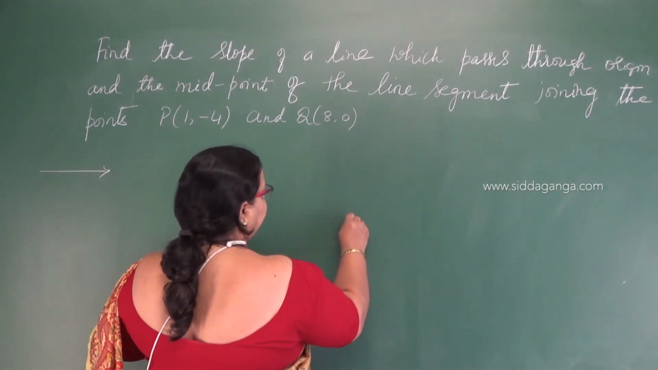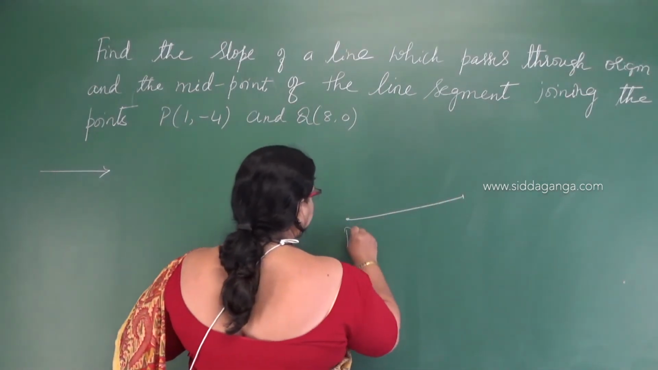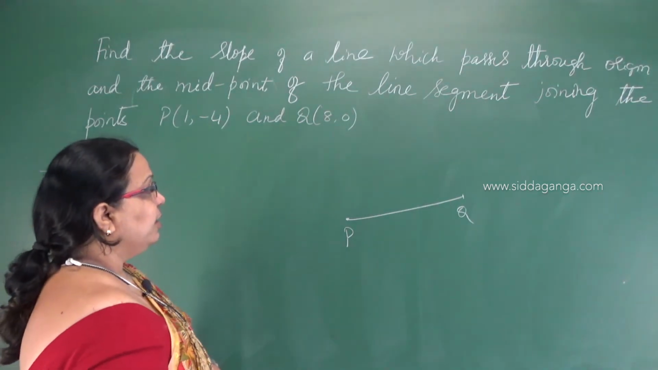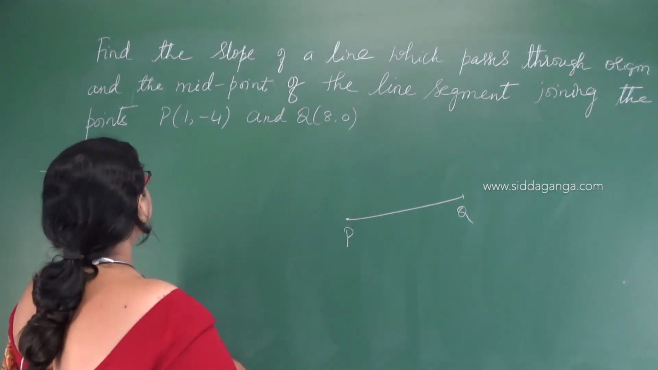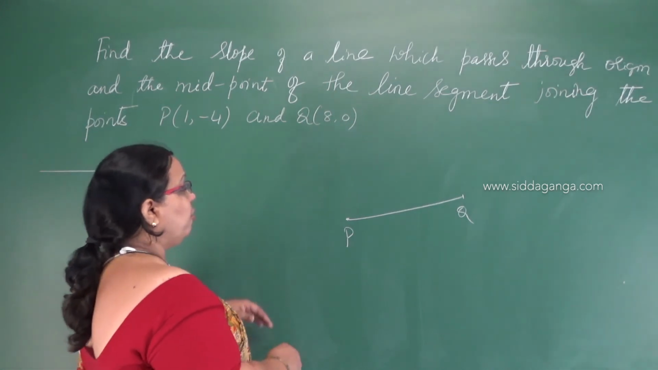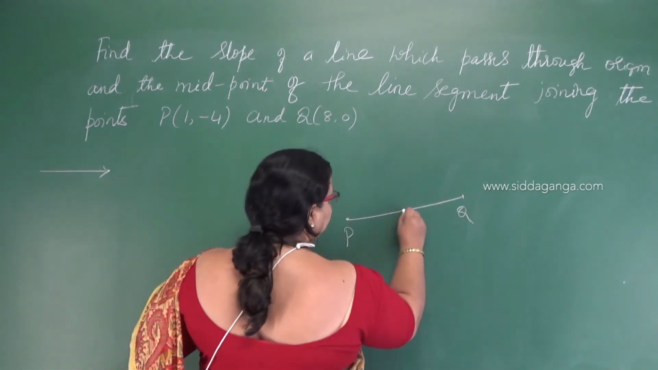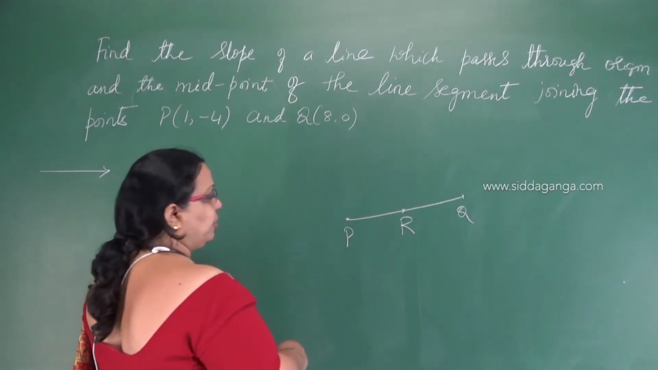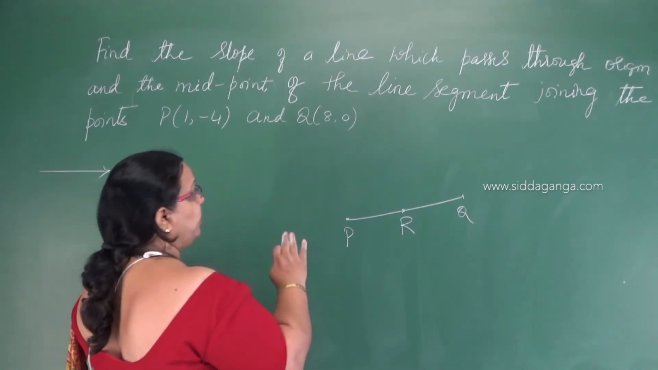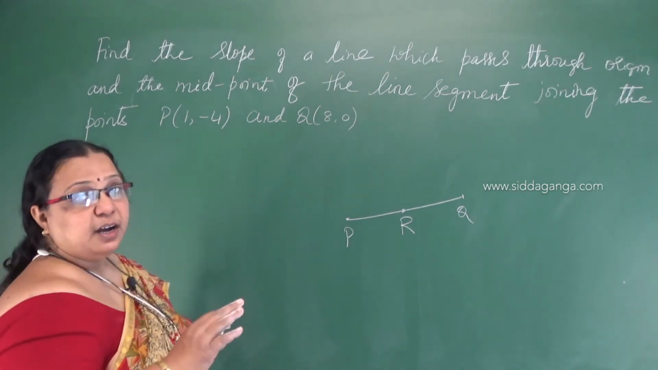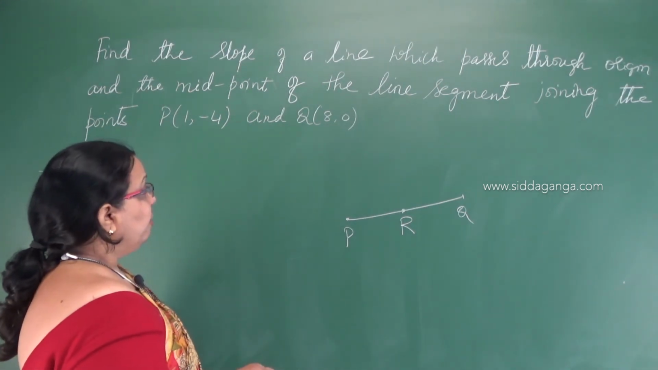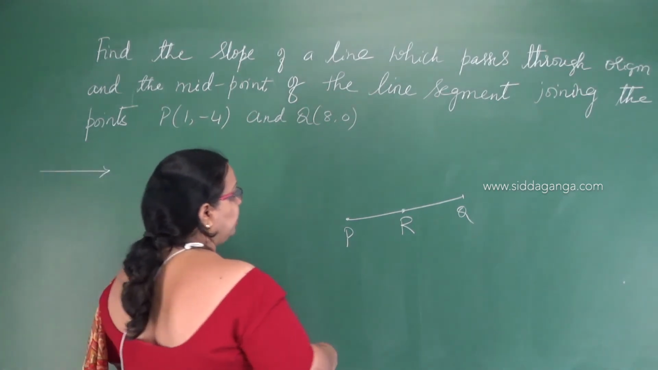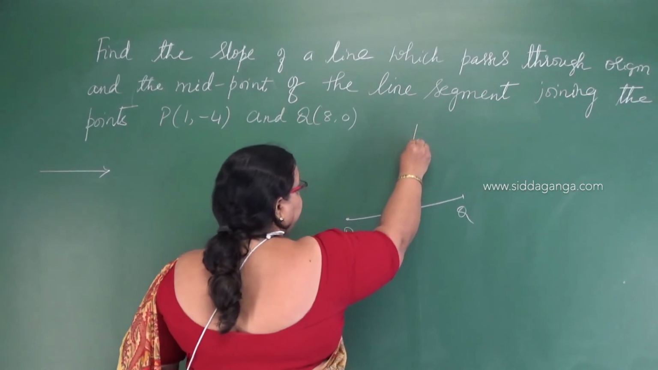Look, the line joining the points P and Q here, we have to find the slope of a line which passes through the origin and the midpoint of the line segment PQ. You take that R as the midpoint of PQ. Using the midpoint formula, first we have to find R and then we have to find the slope of a line which passes through the origin and the midpoint of PQ.